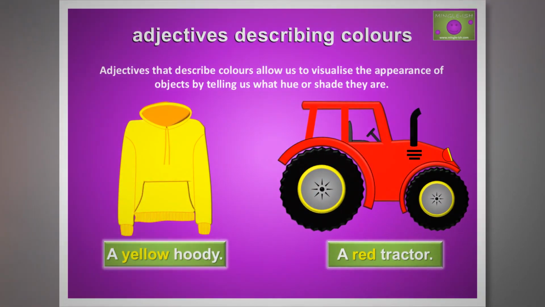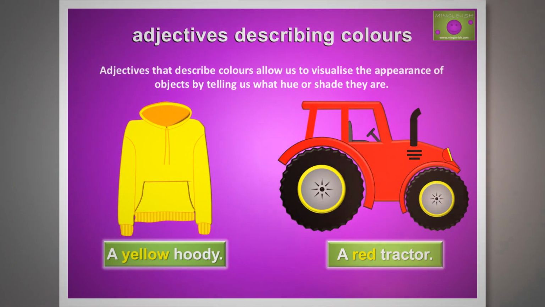Adjectives that describe colors allow us to visualize the appearance of objects by telling us what hue or shade they are. A yellow hoodie. A red tractor.